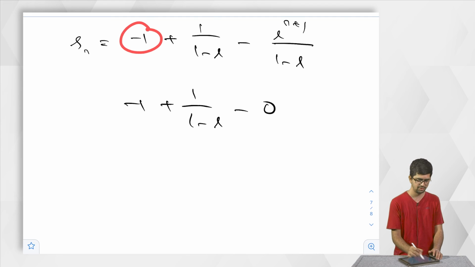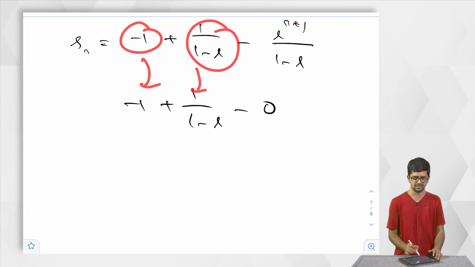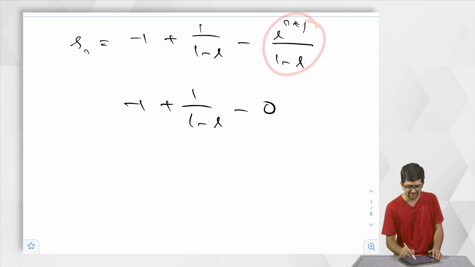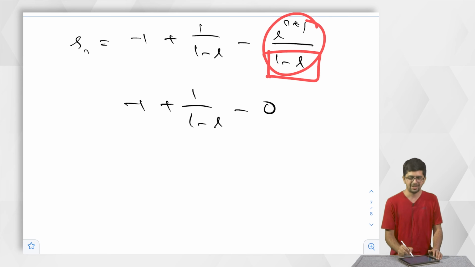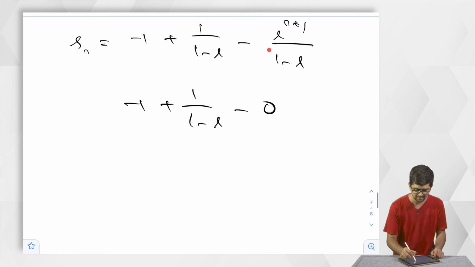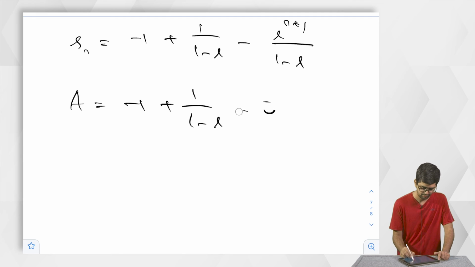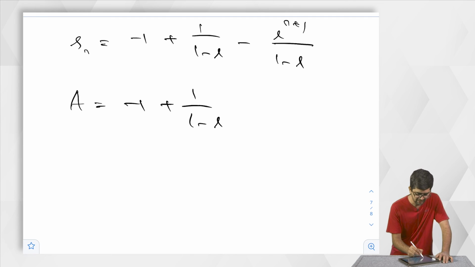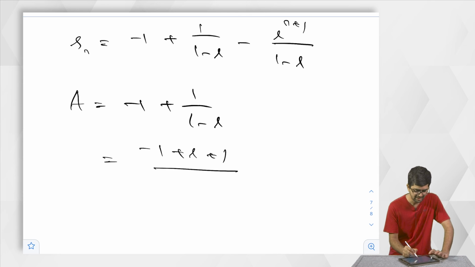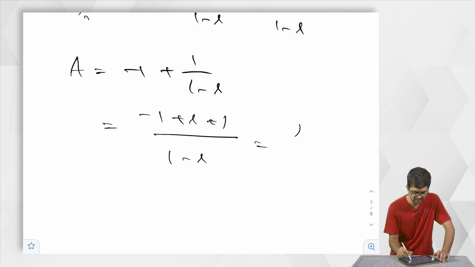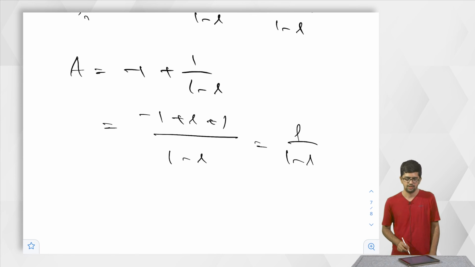Right, this convergence should not make a difference here, so I am writing it as it is. This goes to 0. There is a 1 minus L part, that is constant. So constant times 0 is 0. So this limit, let me write down as a is equal to this. So this is 0, so I am removing this. So what do we have? Minus 1 plus 1 by 1 minus L. This is L by 1 minus L.